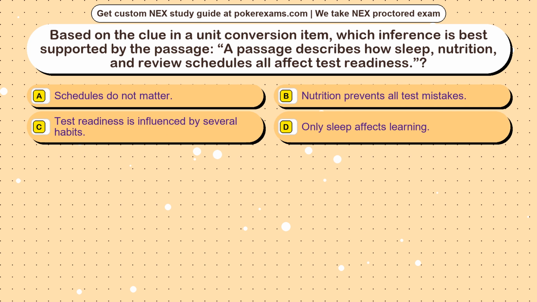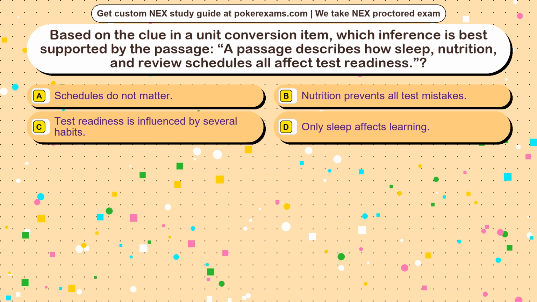Question 17. Based on the clue in a unit conversion item, which inference is best supported by the passage? A passage describes how sleep, nutrition, and review schedules all affect test readiness. Option A. Schedules do not matter. Option B. Nutrition prevents all test mistakes. Option C. Test readiness is influenced by several habits. Option D. Only sleep affects learning.